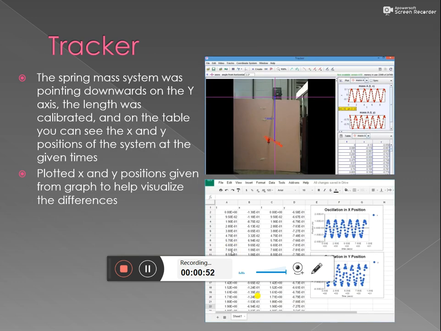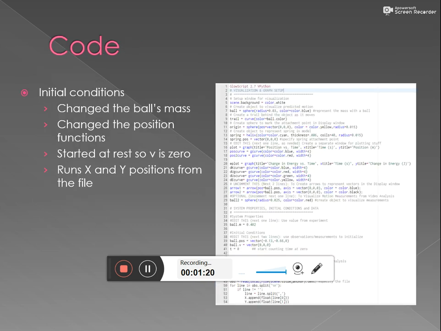So first, I used Tracker to analyze the system. The spring mass system was originally pointing downwards on the y-axis. The length was calibrated, and on the table, you can see that the x and y positions of the system were given at different times. So I used this to plot the x and y positions from the graph so that it could help me really visualize the differences between how they looked based on if the oscillation was in the x or the y, which you can see down below.